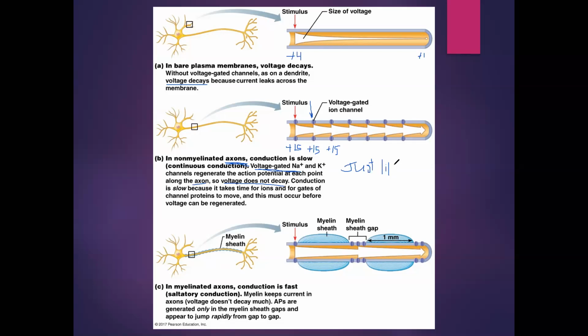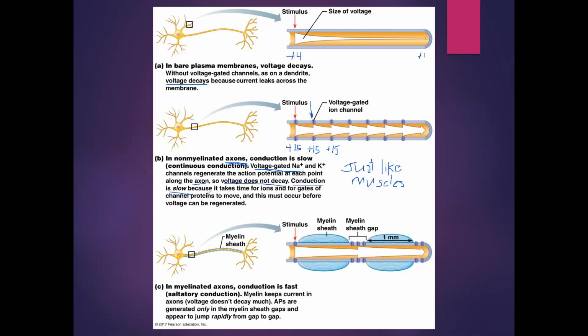Just like muscles. However, conduction is slow because it takes time, and slow is a relative term, because I don't care what kind of axons we're talking about, things happen super fast, but some axons carry signals faster than others do.